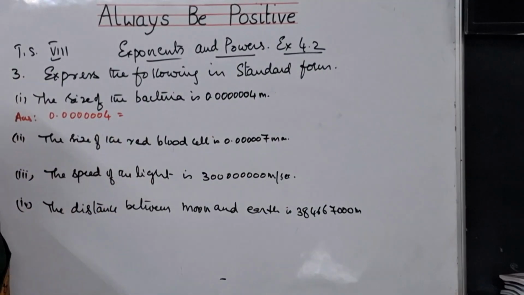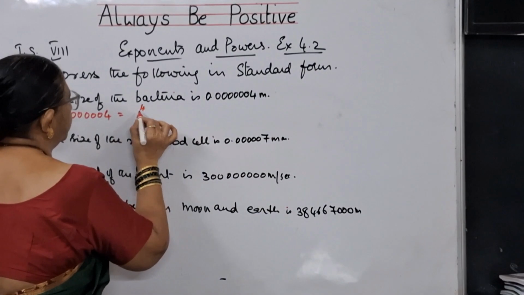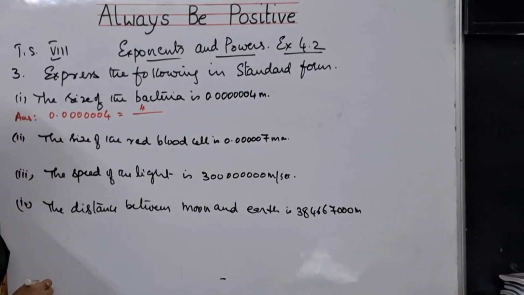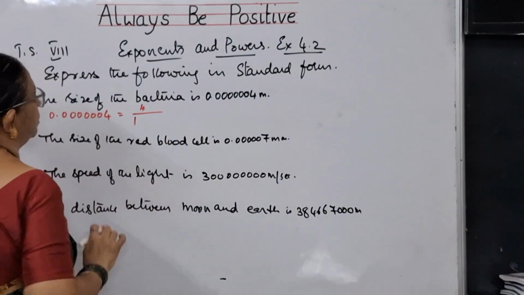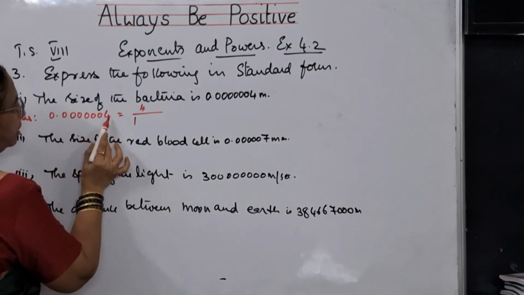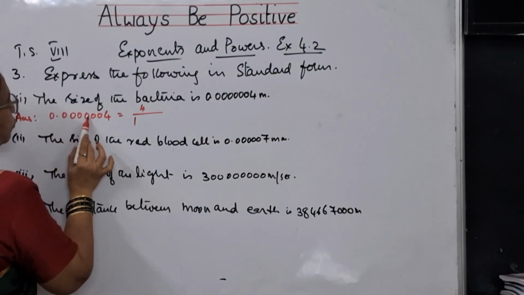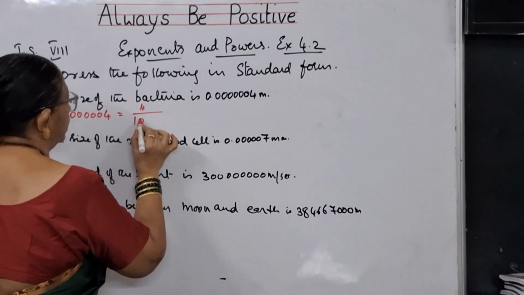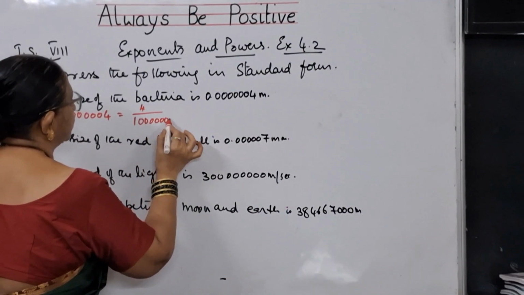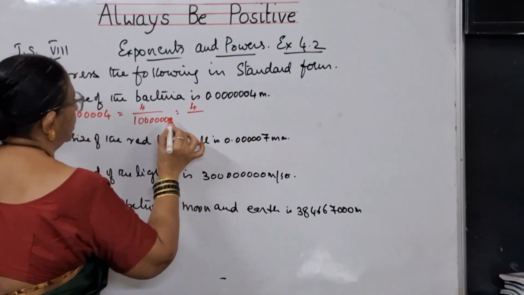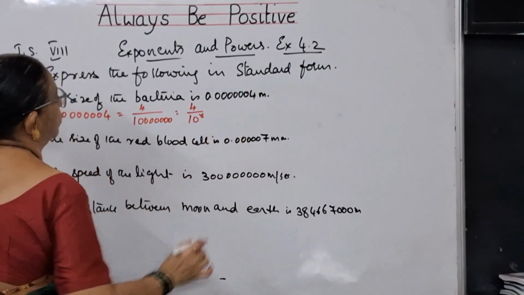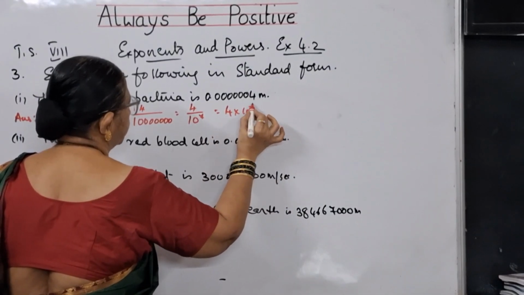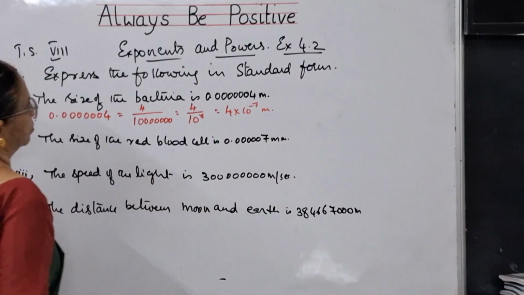So you have to write it in the form of 4 by, in this form. Because you have got so many digits after the decimal, 4 divided by 1 followed by how many zeros? After the decimal, 6 zeros are there, but one more digit 4 is there. So 6 plus 1, 7. That means 4 by 10 to the power of 7 you are getting. That means 4 into 10 to the power of minus 7 meters.